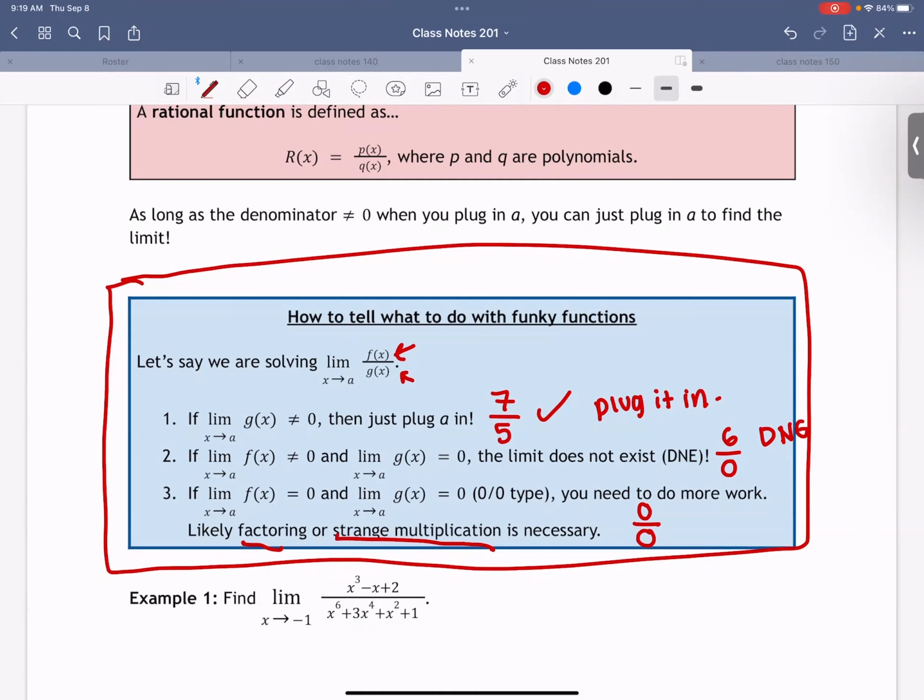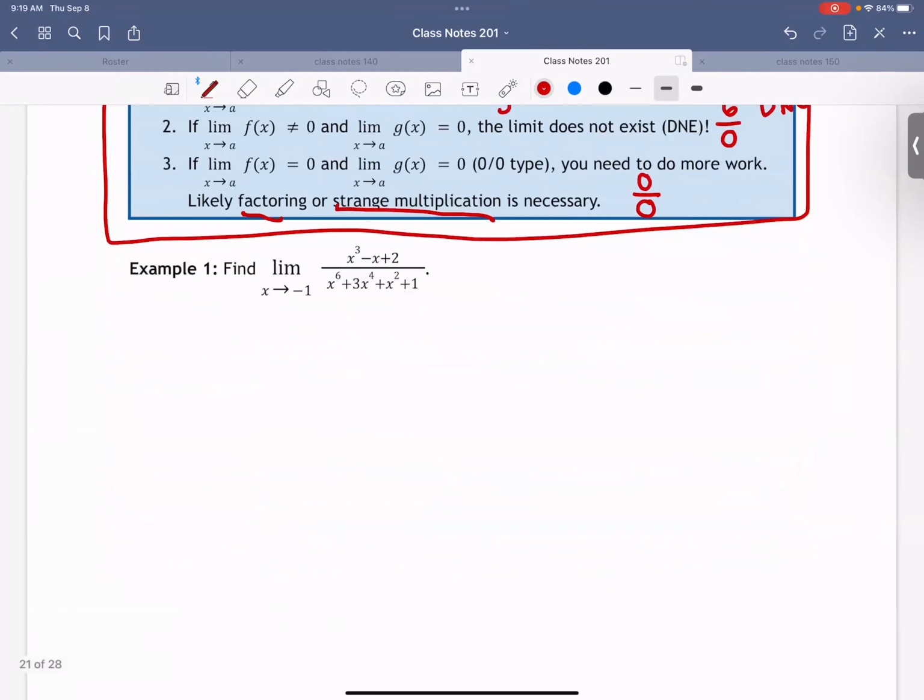Both non-zero, plug it in. Denominator 0, but the numerator is not 0, does not exist. And if they're both 0, you have to do something else. Okay, let's do an example here.